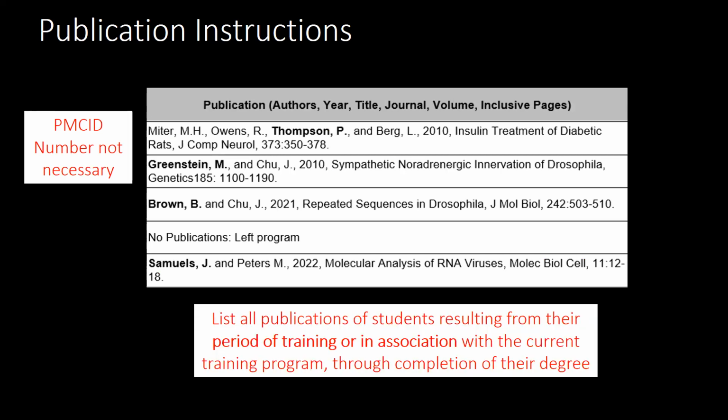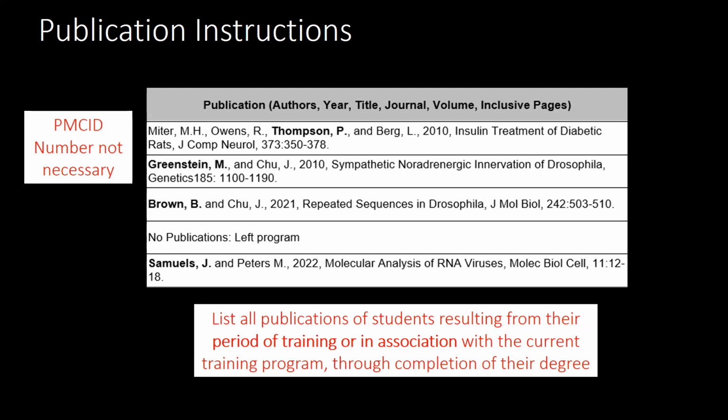So this is another one of these gray areas. List all the publications resulting from their period of training or in association with the current trainee program through the completion of their degree. So obviously not before they came here. So if they come in here as a postdoc, anything that they published as a pre-doc should not be listed, right? But we all know how long it can take to get published.